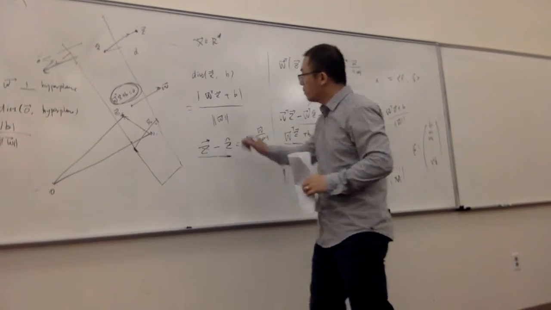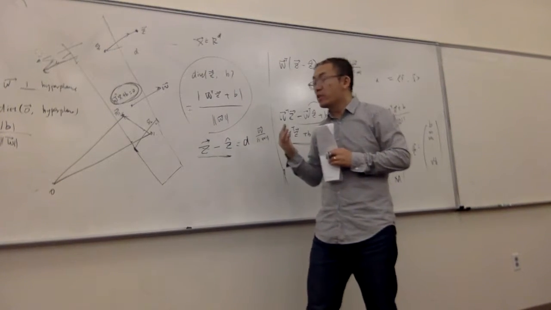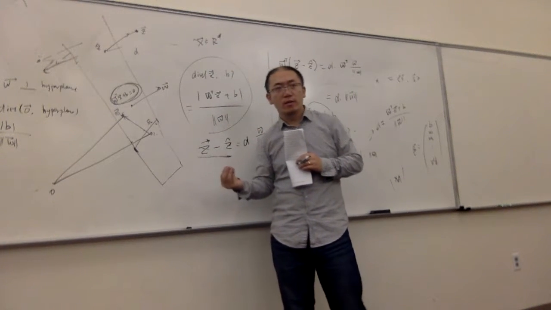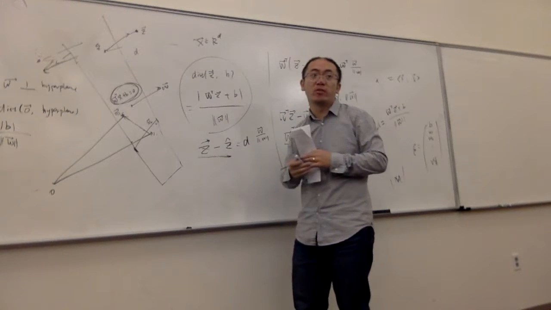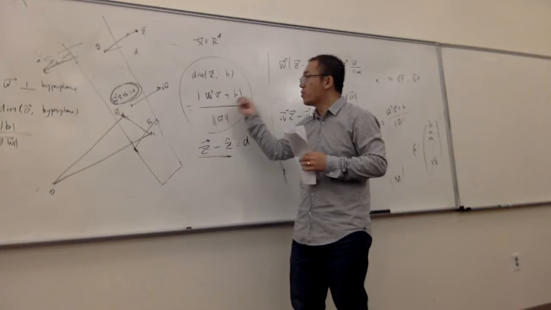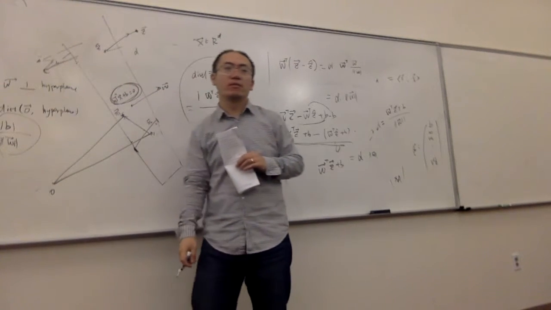So given this formula, we can consider the distance between the origin and the hyperplane, right? How can we do that? We just replace z by 0. If we replace z by 0, we immediately obtain this.